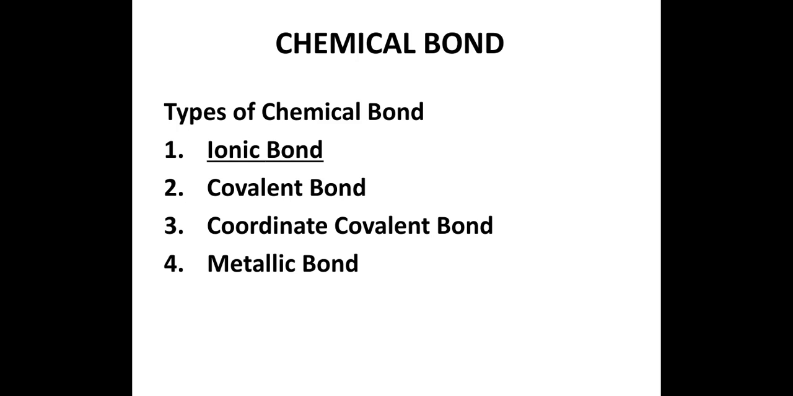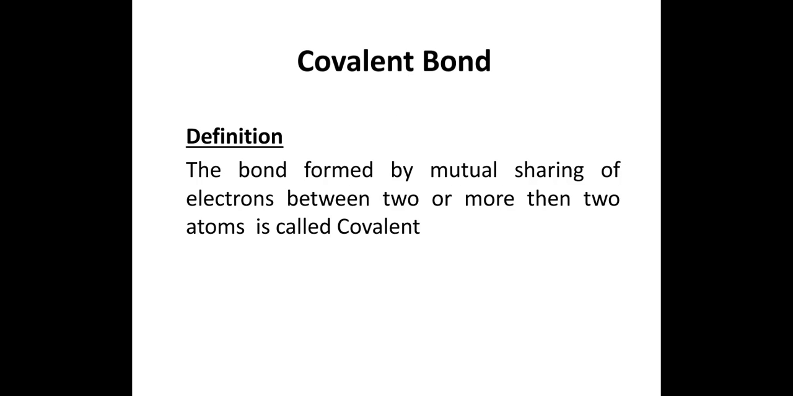Now we will discuss the second type of chemical bond, that is covalent bond. Let us first redefine the covalent bond. The bond formed by mutual sharing of electrons between two or more than two atoms is called covalent bond.